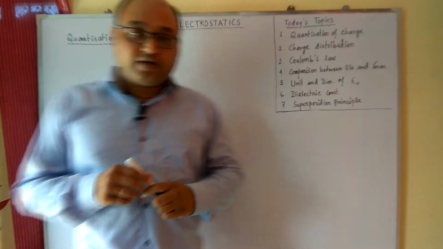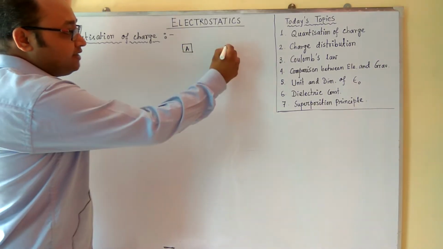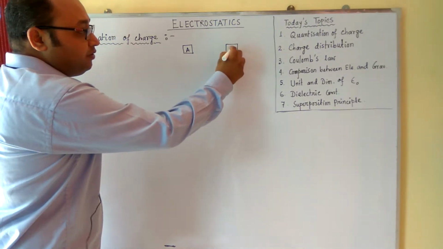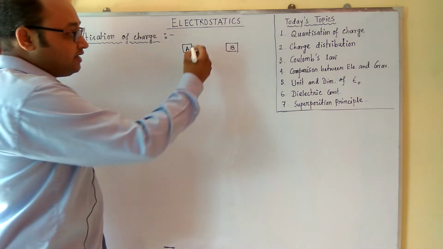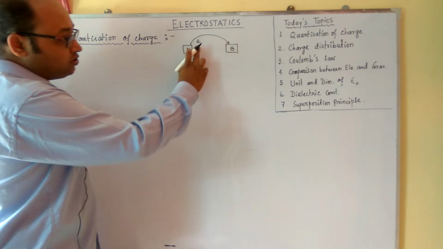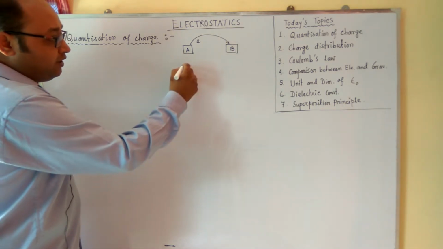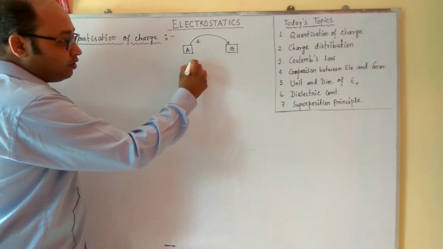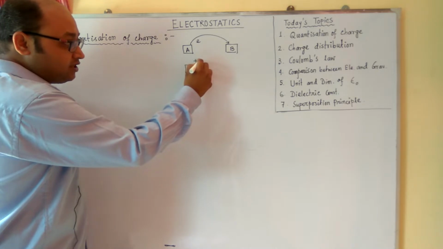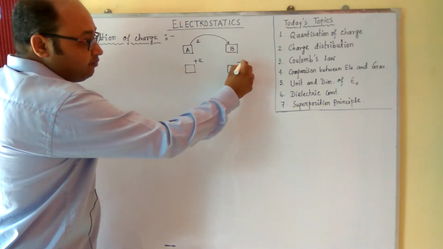Let us consider two bodies A and B. Here is a body A and here is another body B. Now let us suppose that an electron is transferred from A to B. One electron is transferred from A to the body B. Then what will happen? The body A will become a unit amount positively charged and the body B will become a unit amount negatively charged.